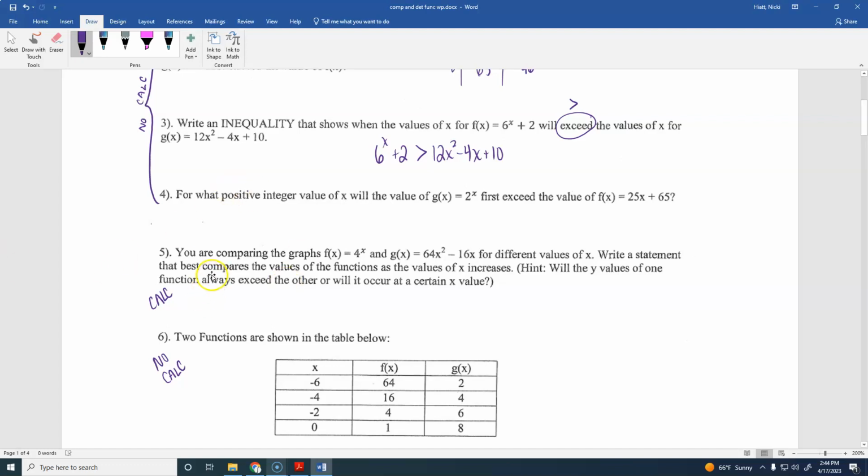so let's look at number 5. Number 5 says you are comparing the graphs f of x equals x to the 4 to the x and g of x equals 64x squared minus 16x for different values of x. Write a statement that best compares the values of the functions as the values of x increases. Will the y values of one function always exceed the other? Will it occur at a certain x value?